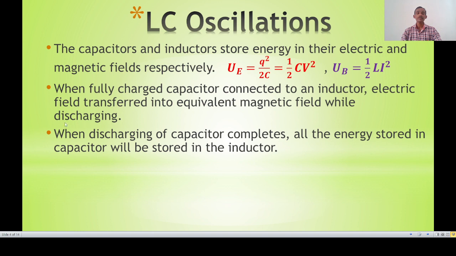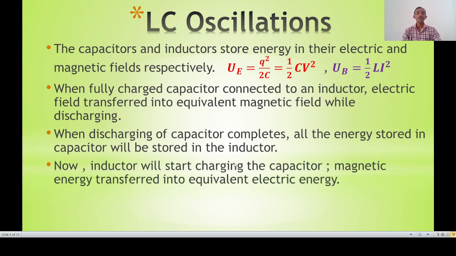That is, while discharging, electric energy is converted into magnetic energy. But when we consider discharging complete, all the energy stored in the capacitor, that is in the form of electrical energy, will be fully converted into the magnetic energy which is stored in the inductor.